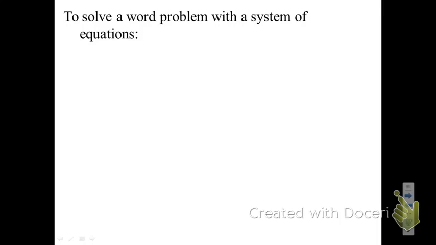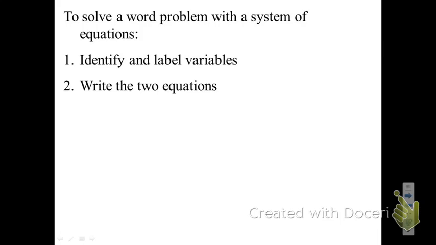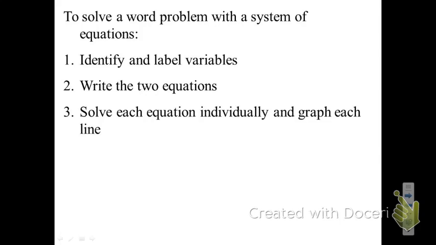Okay, to solve a word problem, there's steps to do that as well. The first step is to identify and label the variables. So if you're talking about pizza and cookies, you would probably say P represents pizza and C represents the cookies. After that, you're going to write the two equations. Once the equations have been written, you're going to solve each equation individually and graph each line.